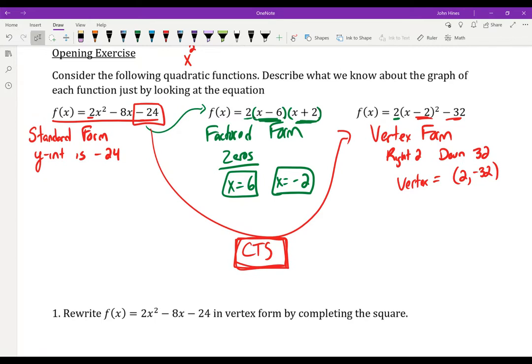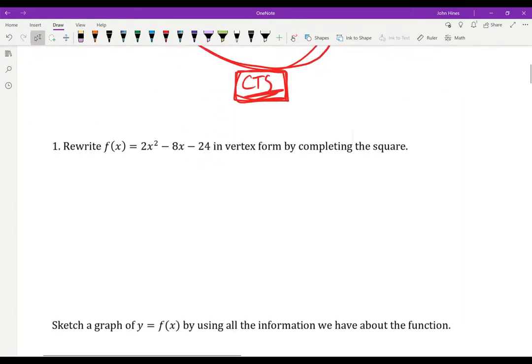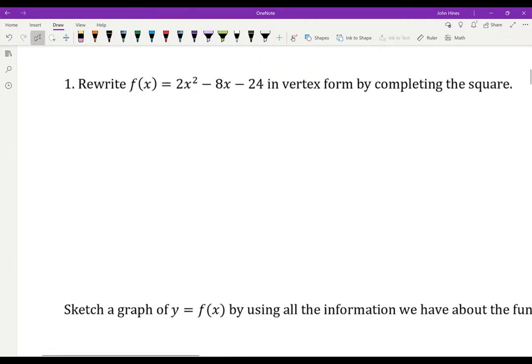So today's game is going to be, how do I start in standard form and end up over here in vertex form? How do I make something into a square? Well, that's our good friend complete the square. So hopefully you're ready to draw some boxes. Hopefully you remember that process, but if you don't, we're going to go over it right now.